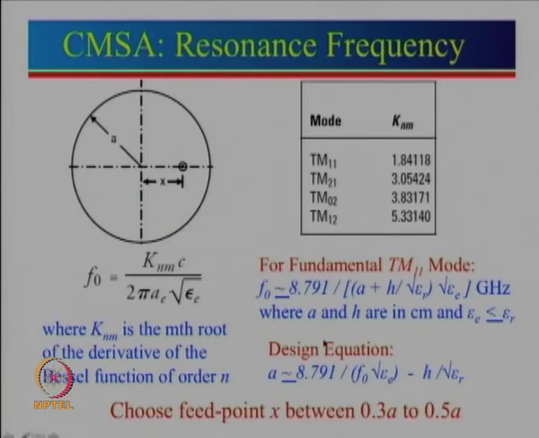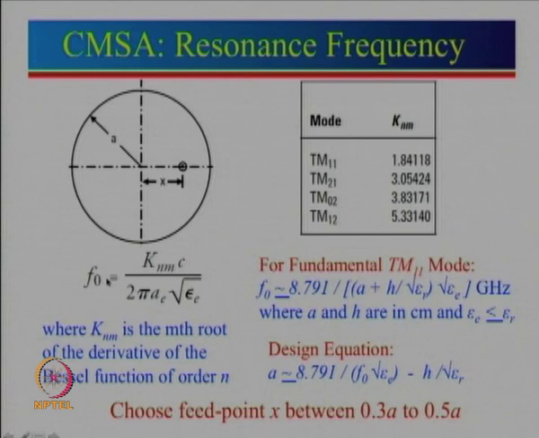So we will now go to the next configuration. We have so far discussed only the rectangular or square microstrip antenna. Here is now a circular microstrip antenna. Let us see how we can calculate the resonance frequency. First of all, here is a circle with radius a, and here is a feed point. We need to find the value of x so that we can get good impedance matching as before.